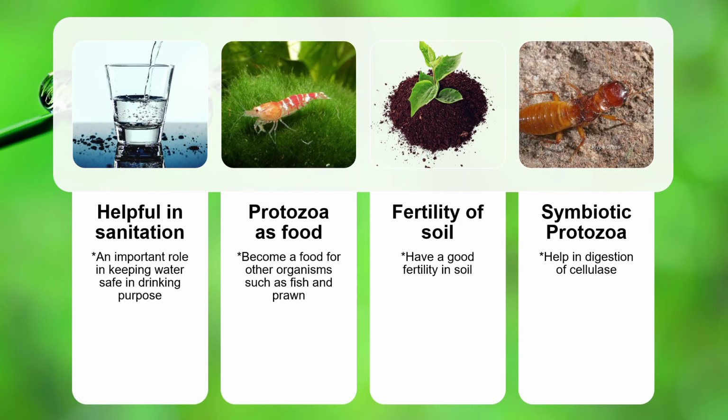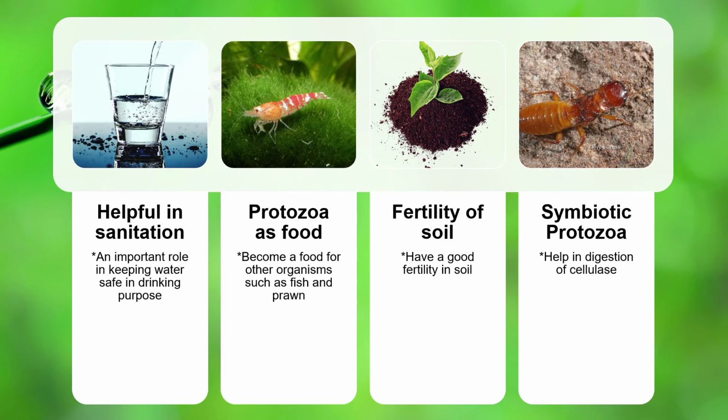Next, protozoa as food. Protozoa become food for other organisms, such as fish and prawn. And then, fertility of soil. Protozoa contribute to soil fertility. They graze on soil bacteria. Bacteria eaten by protozoa contain too much nitrogen in the form of ammonium. Protozoa rapidly take up most of the ammonium, and some of it is used by the plant.